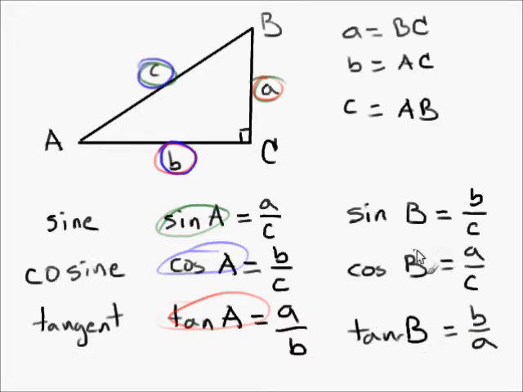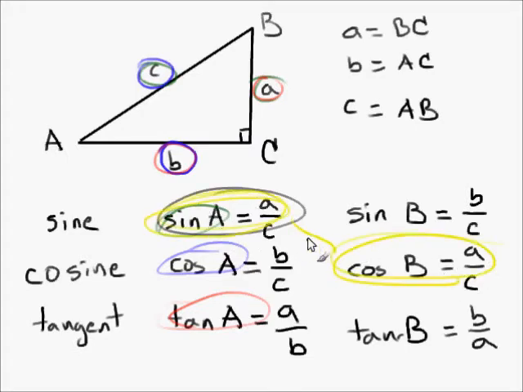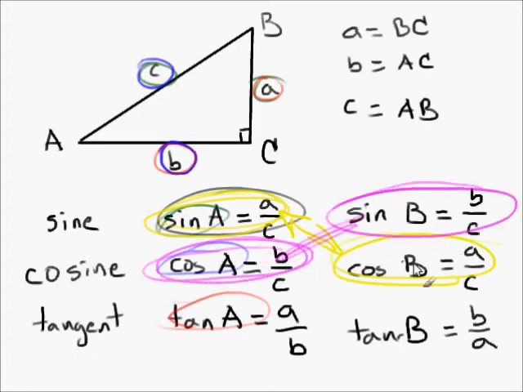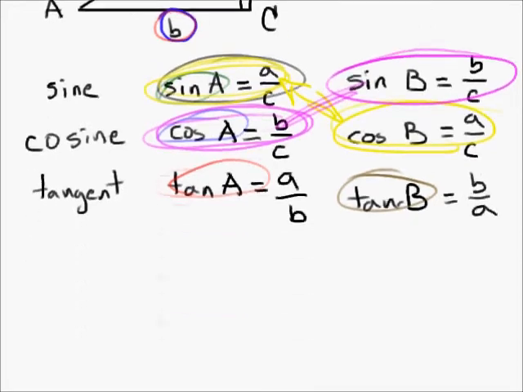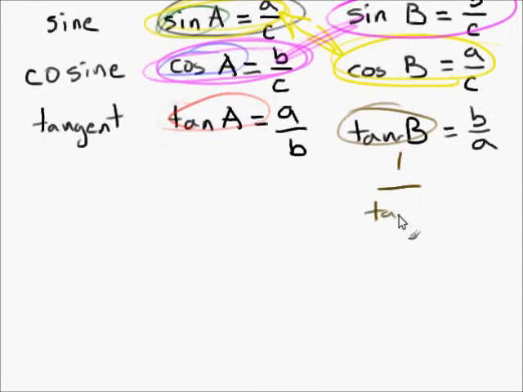And we can see some interesting relationships here. First, take a look at this. Sine of A, cosine of B. Same thing. Cosine of A, sine of B. Same thing. What about the tangents? Tangent of B is 1 over the tangent of A. So these guys are all related to each other.